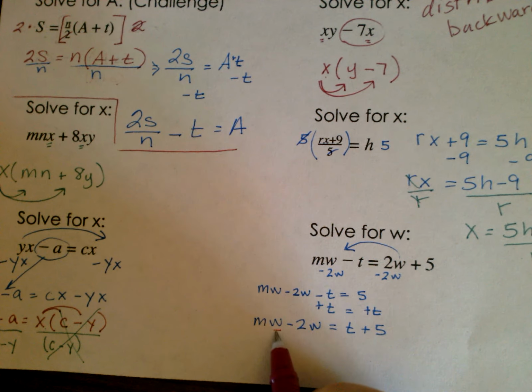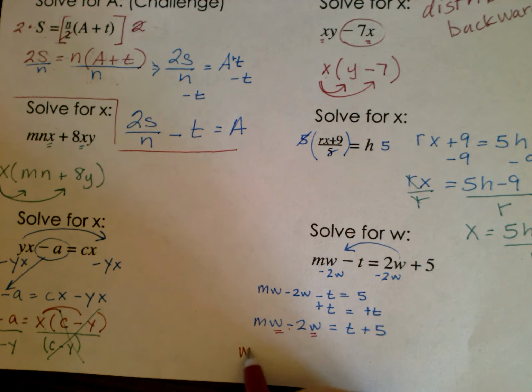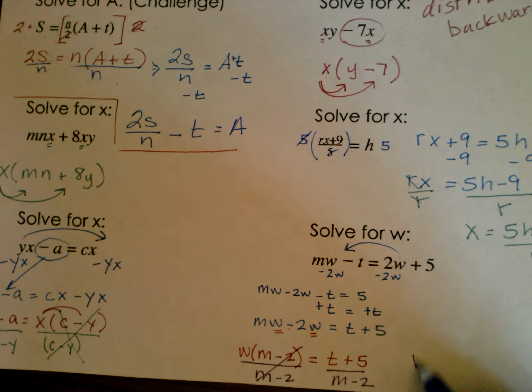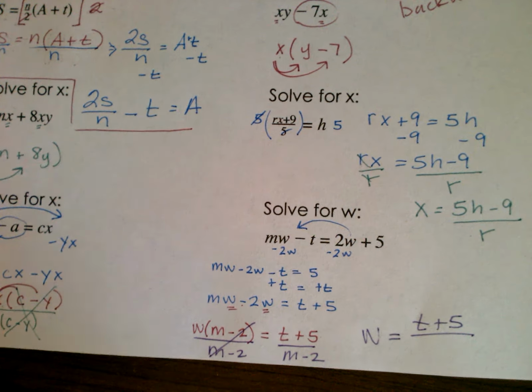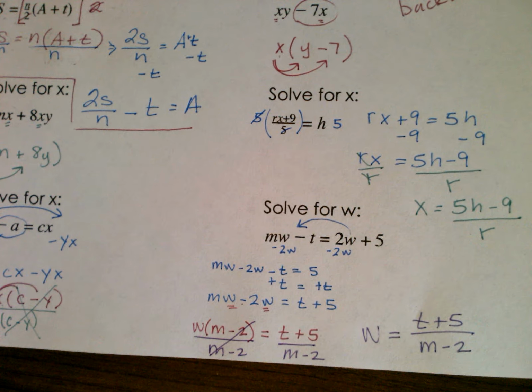I have w in two terms with a subtraction sign, so I need to distribute backwards. I have now created a group, so I may divide by the whole group. So w equals t plus 5 or 5 plus t, I just like to have the variables first, over m minus 2, and I may not simplify.